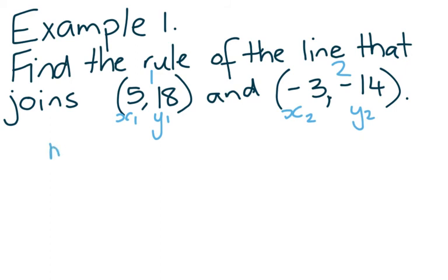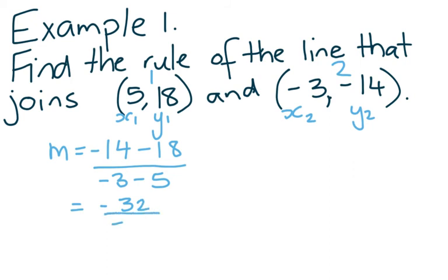Then we do m equals y2, which is negative 14, take away y1, which is 18, divided by x2, which is negative 3, take away x1, which is 5. So we end up with negative 32 divided by negative 8, and that answer gives us 4.